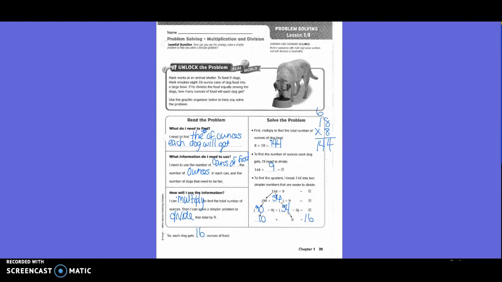To solve the problem, it says first multiply to find the total number of ounces of dog food. So they told us 8 times 18. Over to the side, we worked out 18 times 8 and got 144. Then, to find the number of ounces each dog gets, I'll need to divide 144 by 9. To find the quotient, I break 144 into 2 simpler problems to make it easier to divide. They broke 144 into 90 and 54, and then took 90 divided by 9 and got 10. They took 54 divided by 9 and got 6, so 10 plus 6 is 16. So each dog gets 16 ounces of food.